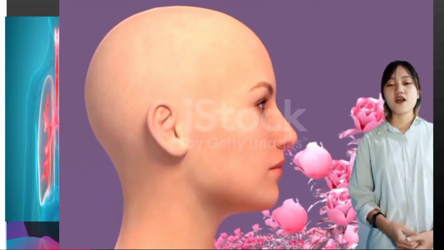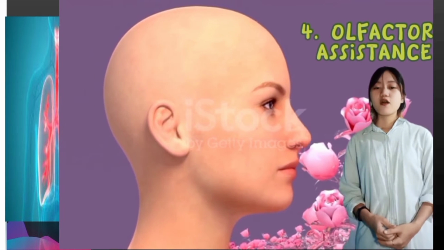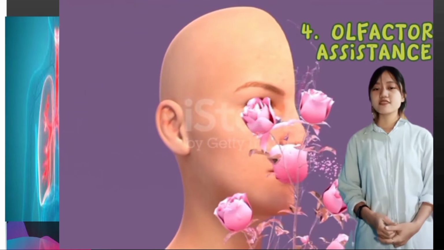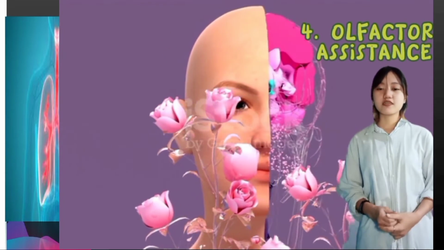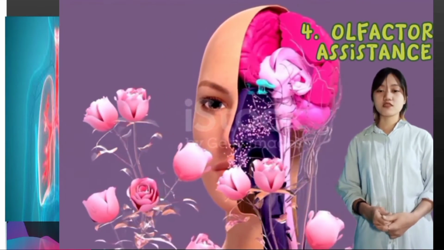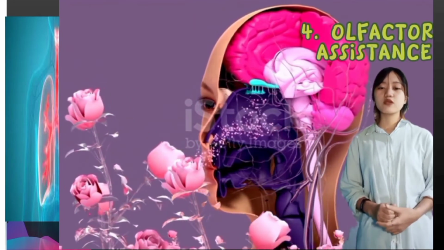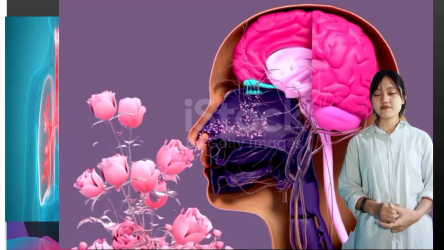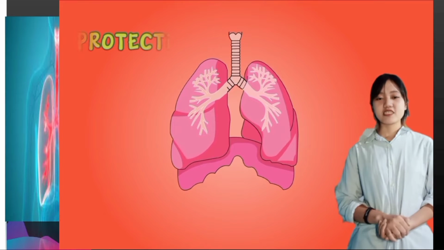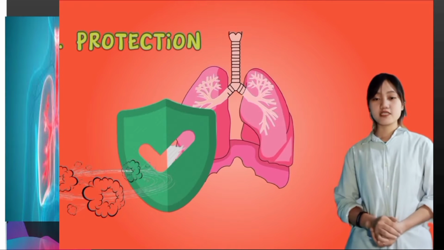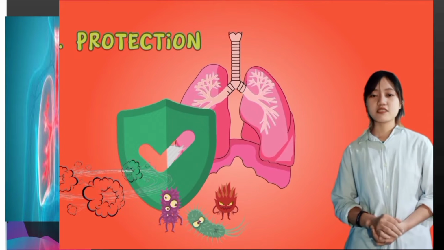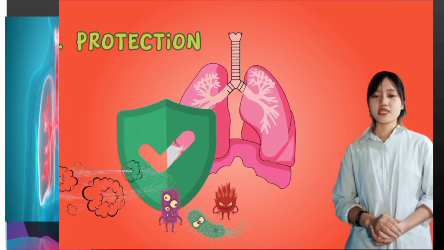And next is olfactory assistance. The olfactory system, sometimes known as the sense of smell, is the sensory system that allows us to smell, or olfaction. Olfaction is one of the unique senses that has been linked to distinct organs. And lastly, protection. Protection from dust and microbes entering the body through mucus production, cilia, and coughing.